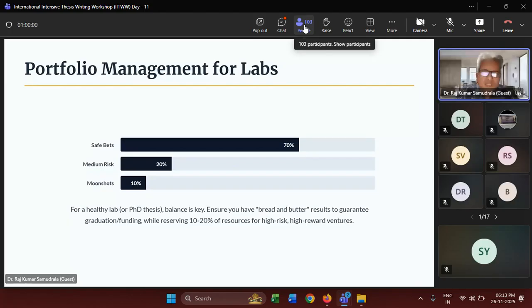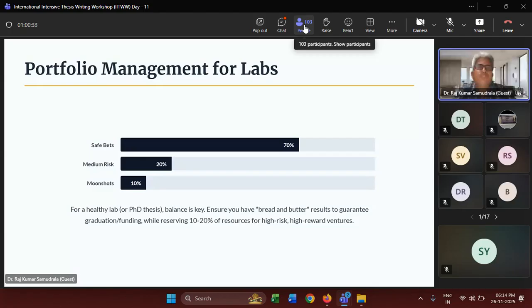But after completion, we have to be safe. We have to play a safe game, but that should not be very safe. If it is very safe, no one will consider it. It should have some risk. If the risk component increases, the strength of the problem will increase. Based on the moonshots, the classification will go.